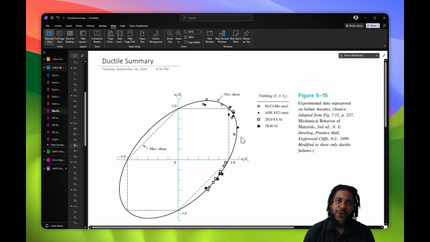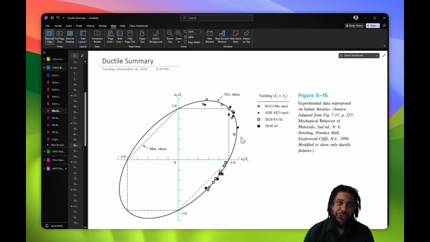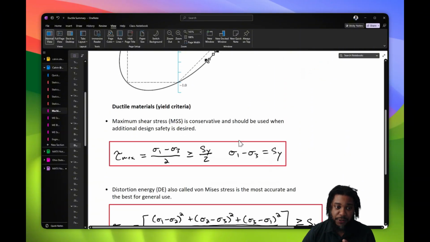So today we're going to do a quick review of both the ductile and brittle failure theories and lay out a guideline on how to select which theory to use for design. Let's start with the summary of ductile theories. We've learned three theories thus far.